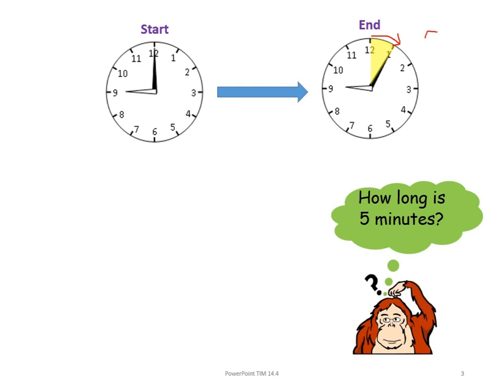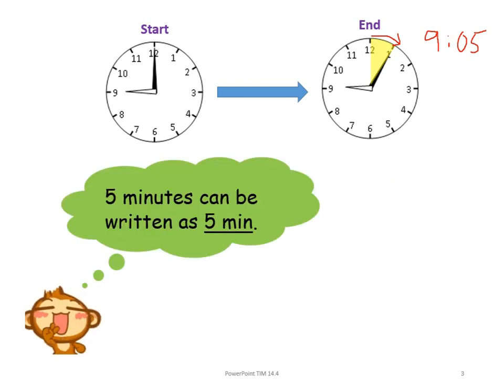And what is the time now? Look at the short hand, the hour hand, which is 9. And then 05. So the time now is 9:05. So 5 minutes after 9 o'clock is 9:05. We can also write 5 minutes as 5 min. This will be the short form, okay?